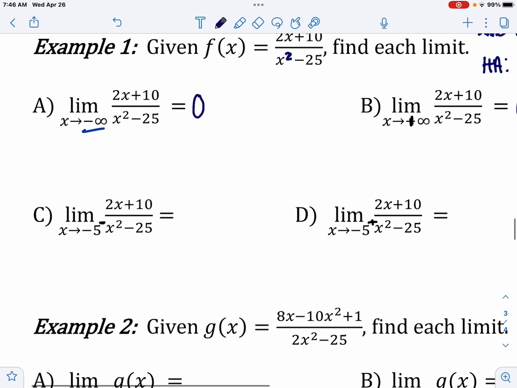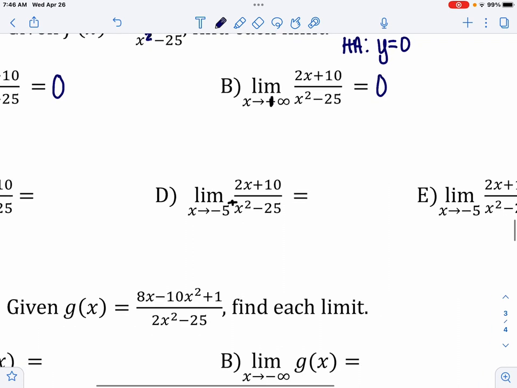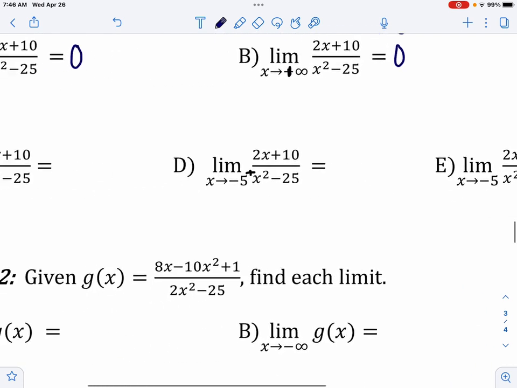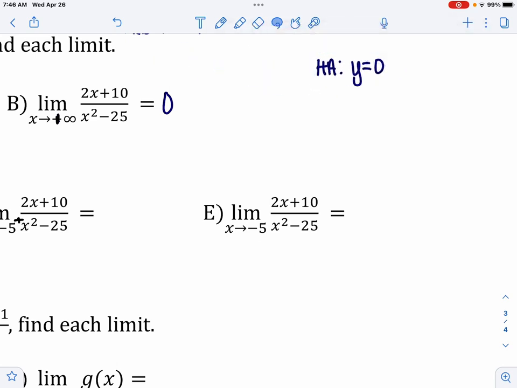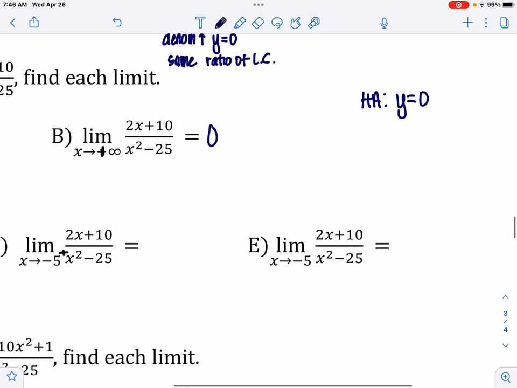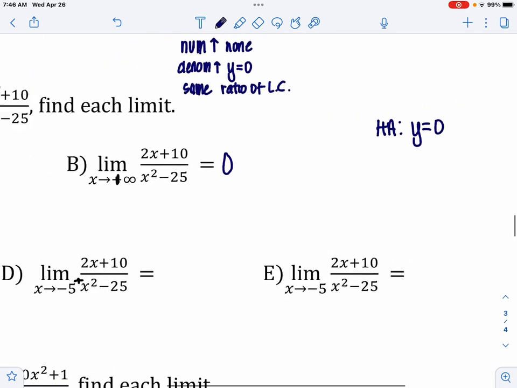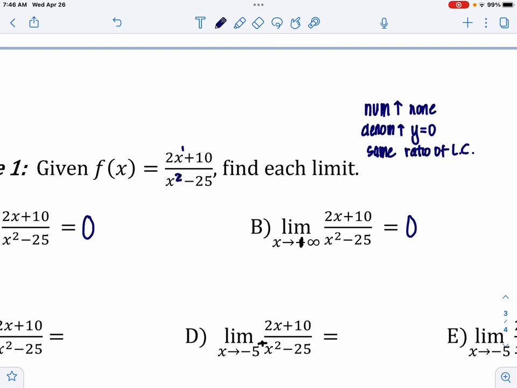All right, next, I want the limit as x approaches -5 from the left, from the right, and then what's the limit? So what we're going to have to do here is that we are going to have to find any vertical asymptotes and holes to find out what those limits are, okay? Because I'm assuming it's either a vertical asymptote or a hole. So let's find our vertical asymptote and holes. We need to simplify that function in order to find the holes. So I'm going to factor it. So 2 times x plus 5 over x plus 5 times x minus 5.